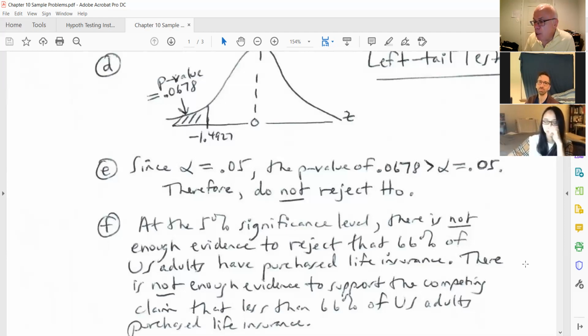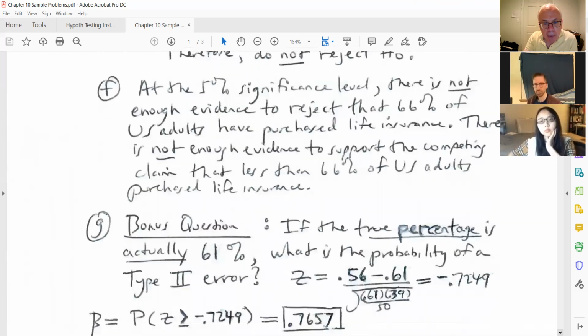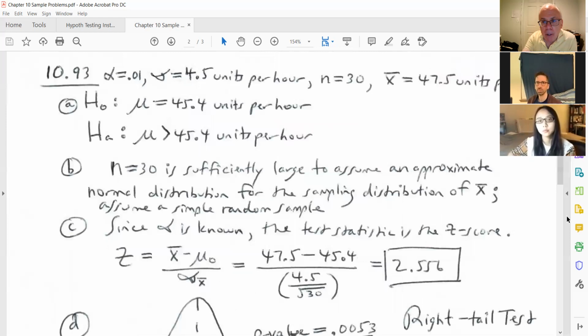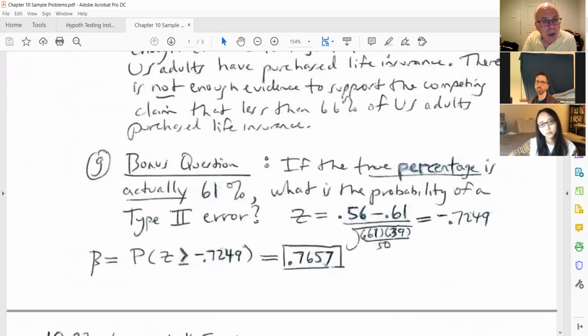So in the case that I'm giving you, I'm picking a particular falsehood. The falsehood is that the population proportion is actually 61%, not 66%. So I'm giving you that specific number. So what you have to do is basically do the following. Let's just scroll down. This is part G in the handout. Wait a minute. I'm looking at the wrong problem here. Sorry. All right, here we go.